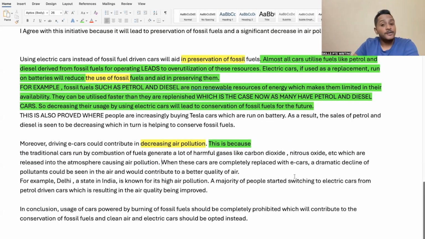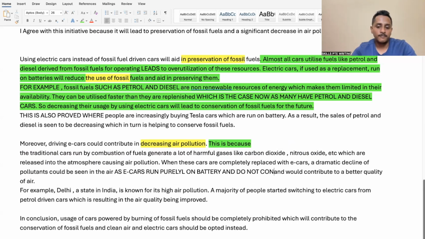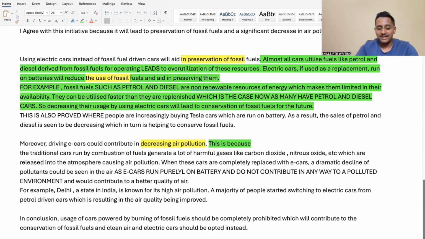When these cars are completely replaced with e-cars, a dramatic decline of pollutants could be seen in the air as e-cars run purely on battery and do not contribute in any way to a polluted environment. I'm just adding this because nowhere did we write that e-cars will not emit, because the person assumes e-cars, everybody knows. Everybody knows that e-cars will not emit. No, you cannot assume things. You need to state. So we added this.